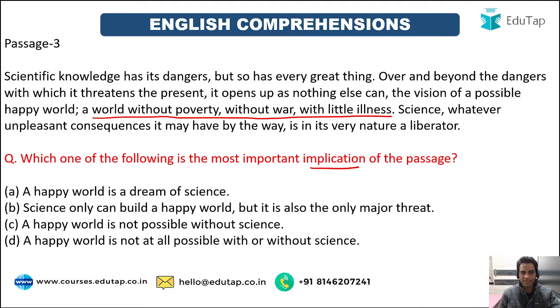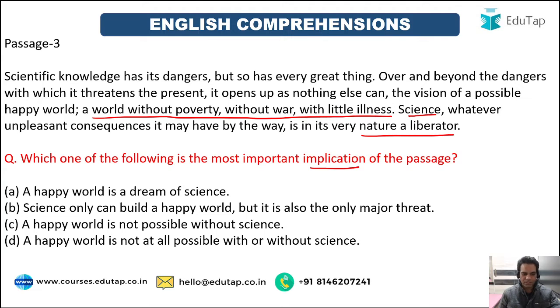So he's saying that science has its dangers, but every great thing has, right? Over and beyond the dangers with which it threatens the present, it opens up as nothing else can the vision of a possible happy world. A world without poverty, without war, and with little illness. Science, whatever unpleasant consequences it may have, is in its very nature a liberator. So he is of the view that science will basically liberate human society. It will bring a happy world. That is what the author believes in.